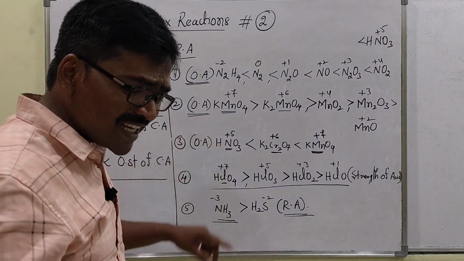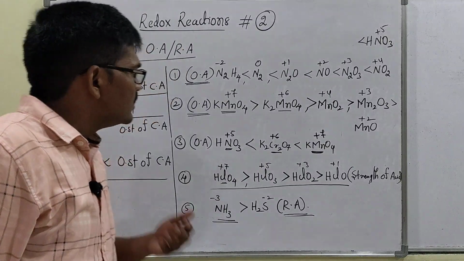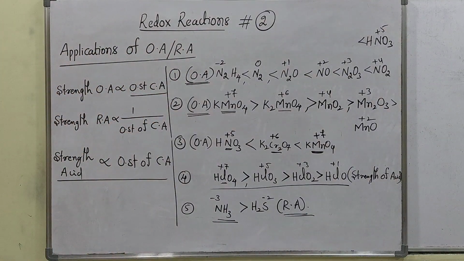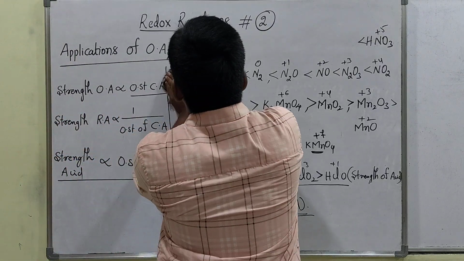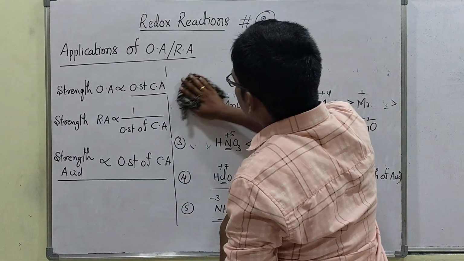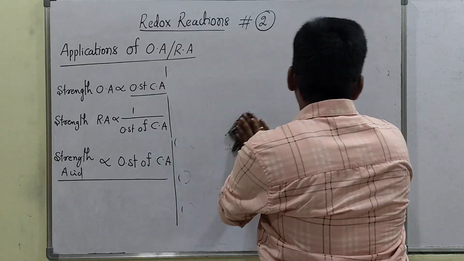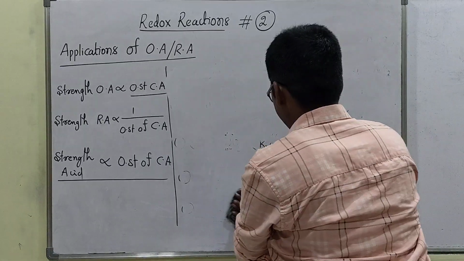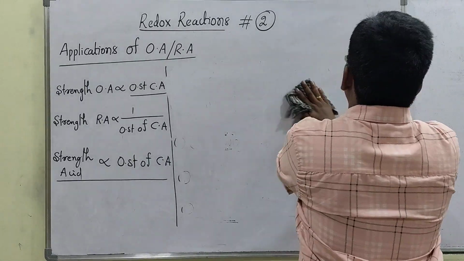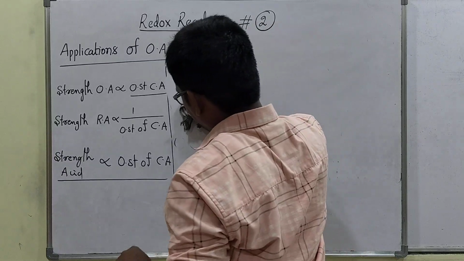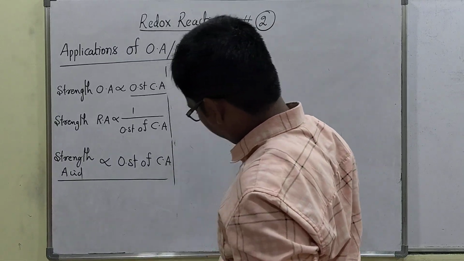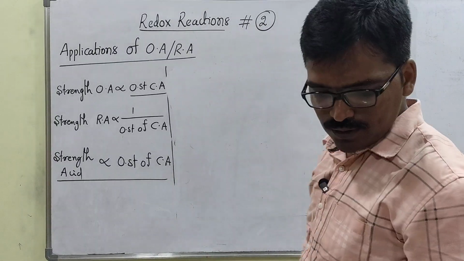Then here 2 more exceptions are there. What are those? Sir, just note it, I will do it. Right, so look at. 2 exceptions are there, that are not following this order. What are those exceptions?